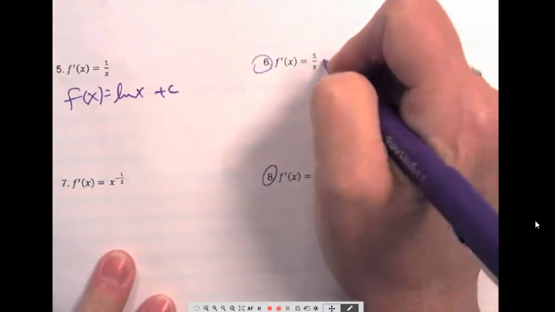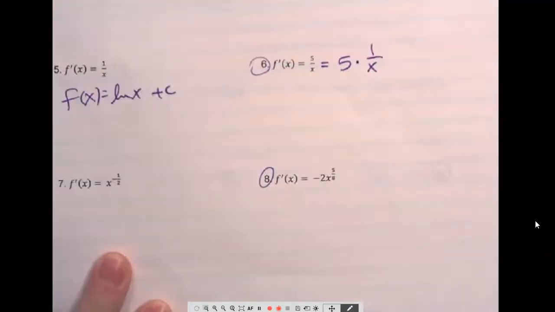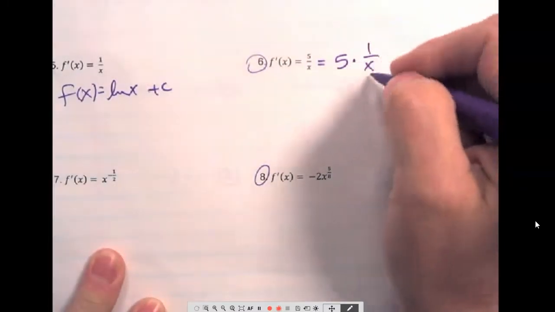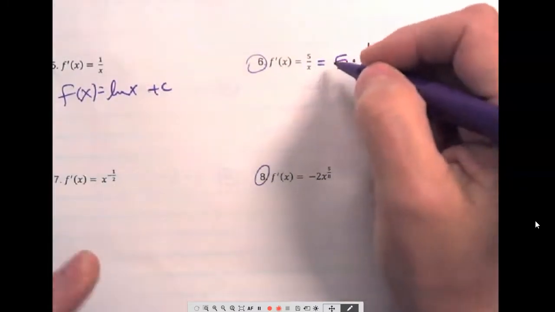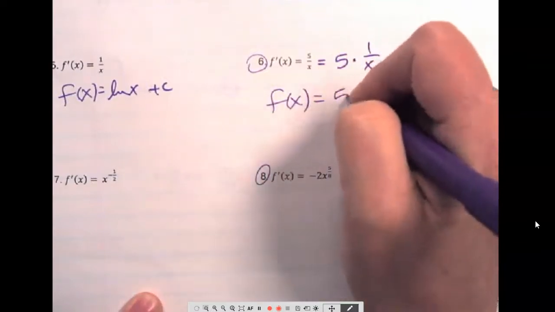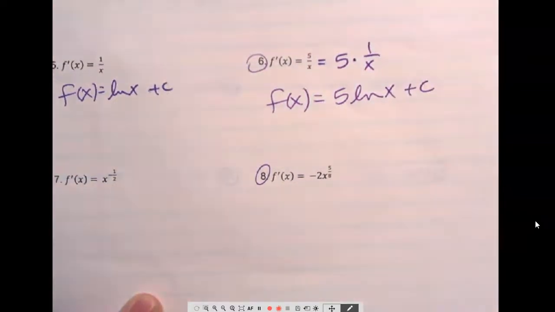Okay, this is nothing more than 5 times 1/x, right? And so this antiderivative is natural log. 5 is just a coefficient. So that means that our original function was 5 natural log x plus a constant.